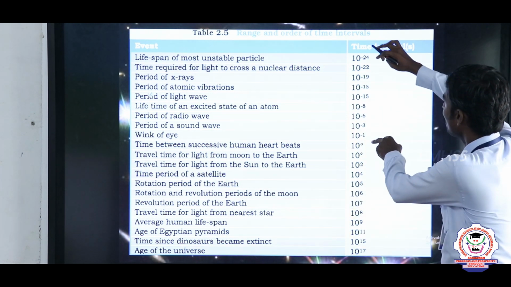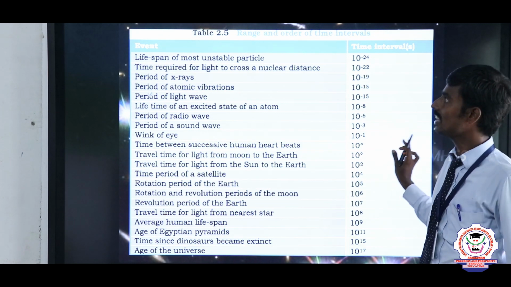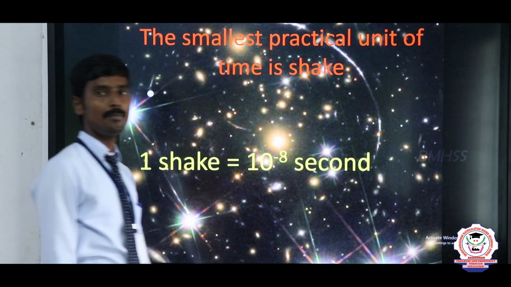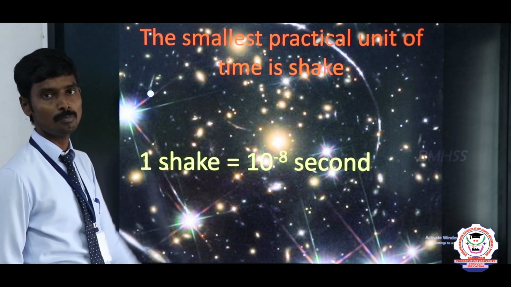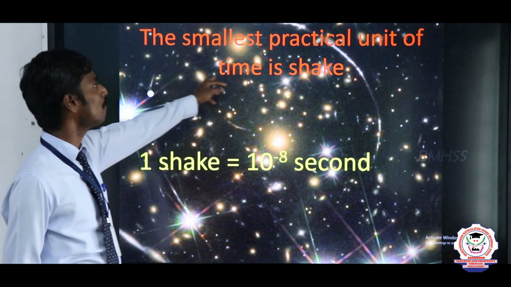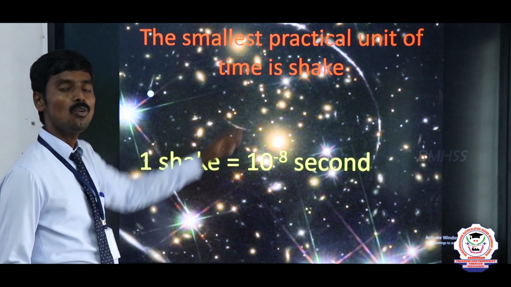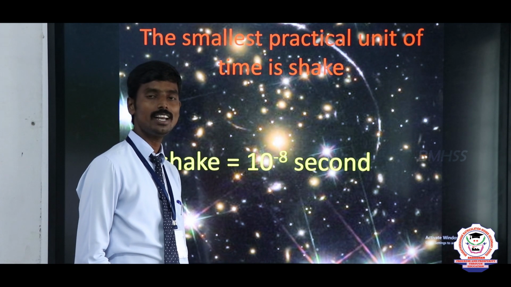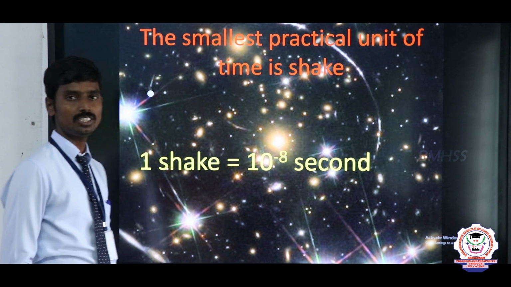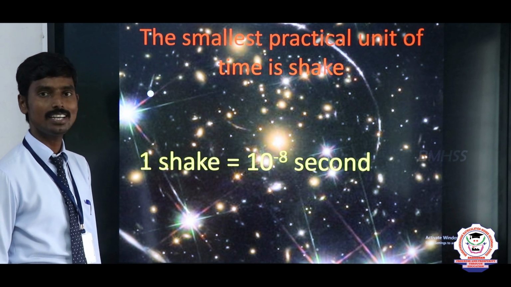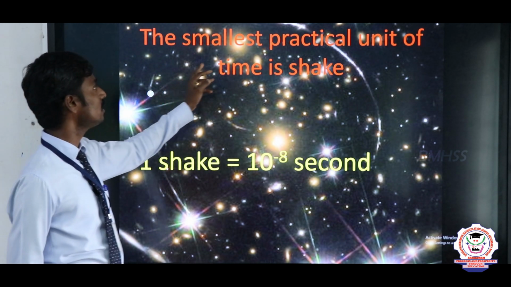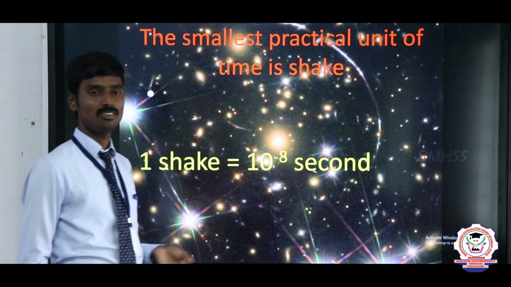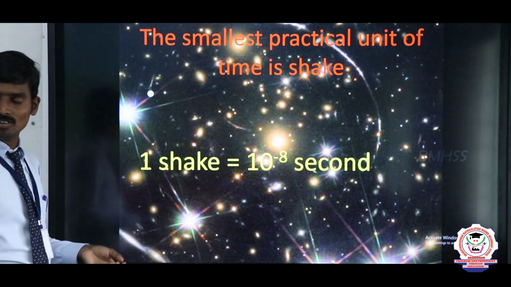This one is the micro level, this one is the macro level. Okay, the next one is: the smallest practical unit of time is 1 shake. This is very important, one more question, my dear students. See carefully. The smallest practical unit of time is the shake. One shake is equal to 10^-8 seconds. This is a very important question. One shake is equal to 10^-8 seconds.